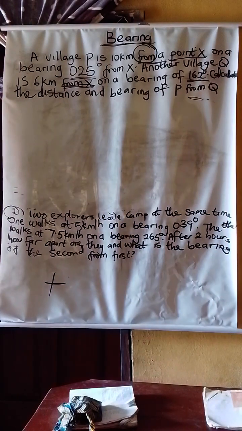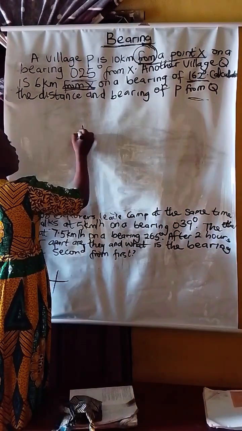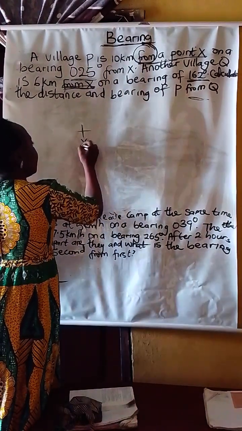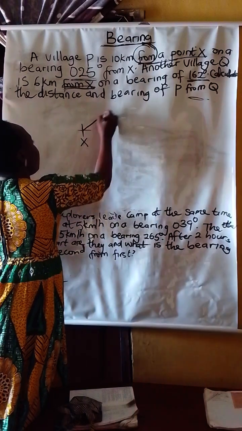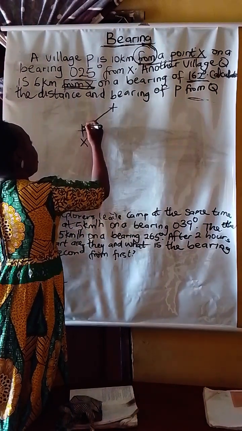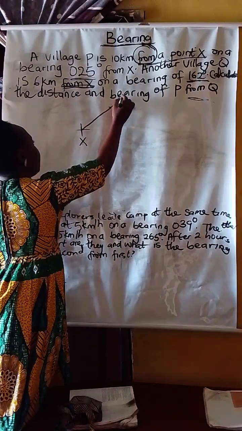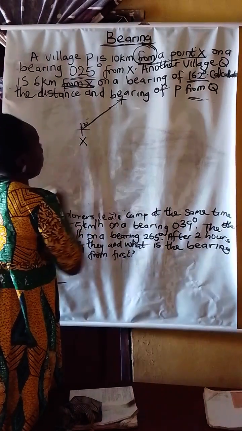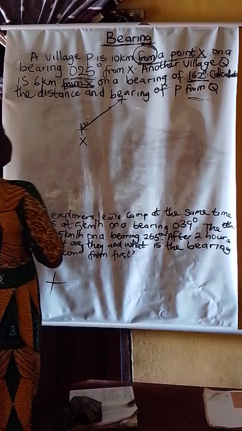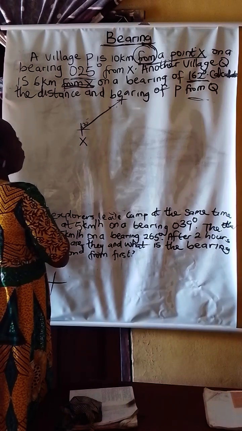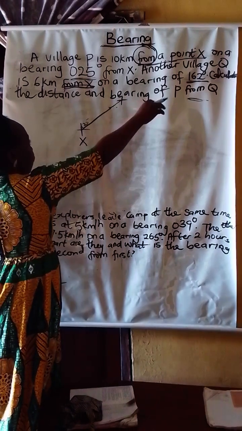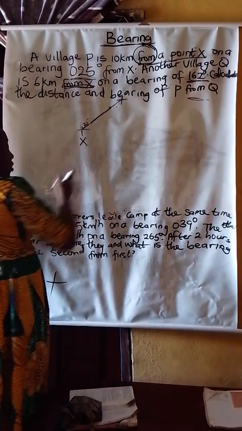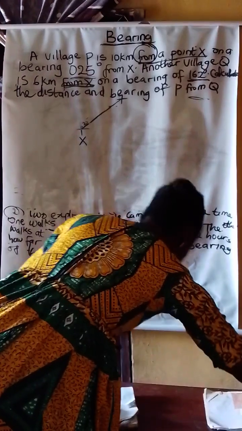So we are looking at these two examples. We start from point X, on a bearing of 25 degrees. Another bearing Q is 6 kilometers, on a bearing of 162. This "from" means you still take it from this side.